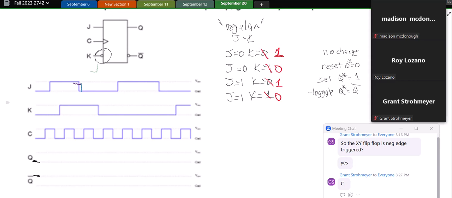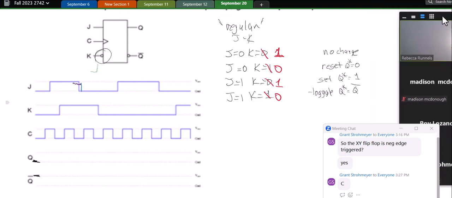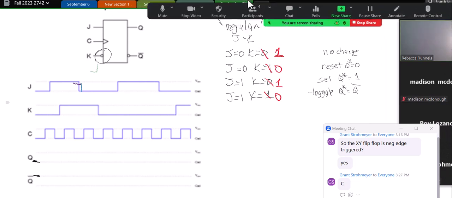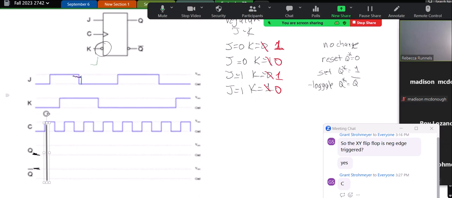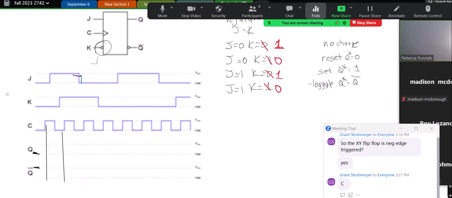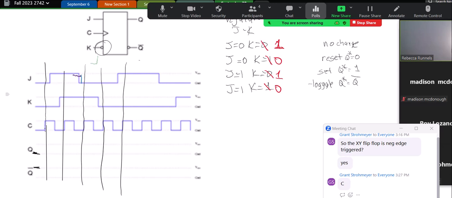So it's a positive edge triggered flip-flop. So I'm going to try to draw vertical lines at the positive clock edge. That's the best I can do.